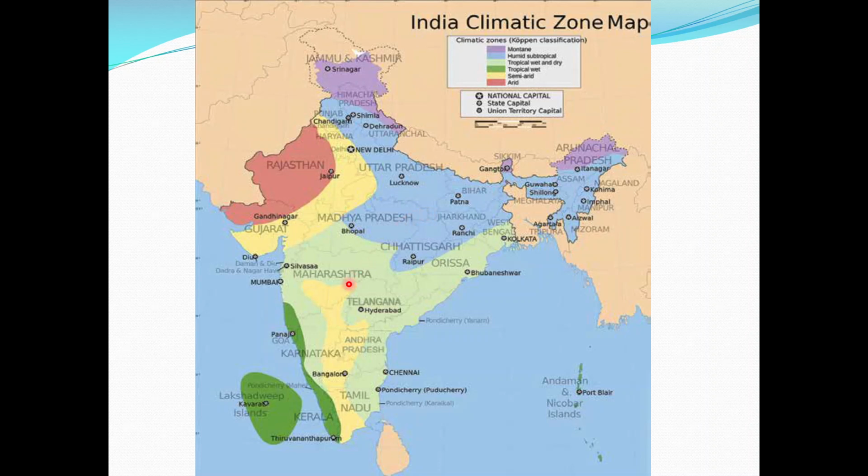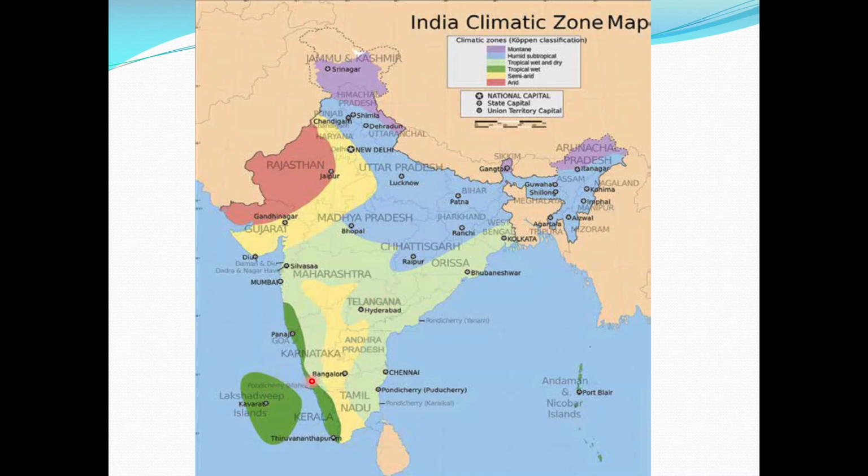And the light green color zone is the tropical wet and dry zone. Here, as you know, this is the plateau region and the coastal region, and they are also getting humid rainfall because of the winds coming from the sea to land. This is called the tropical wet and dry region.